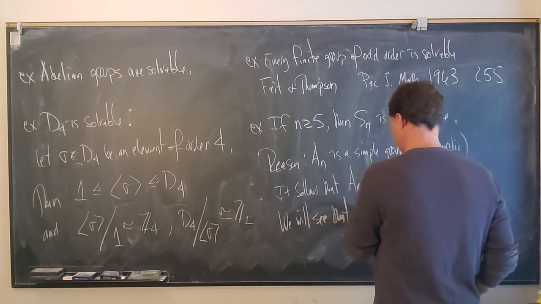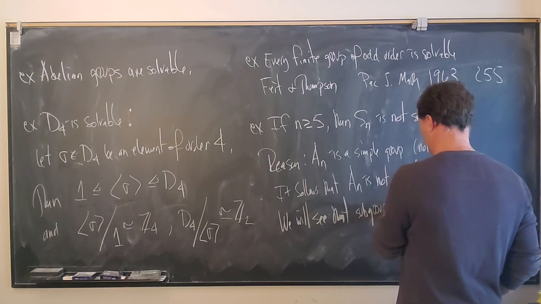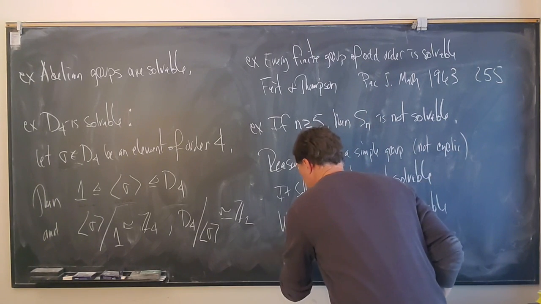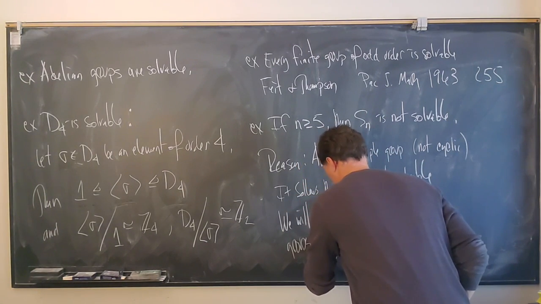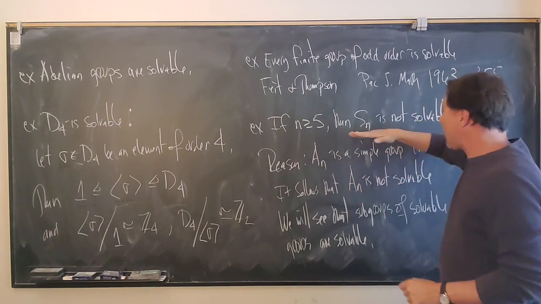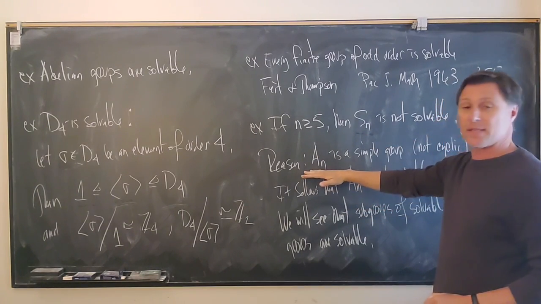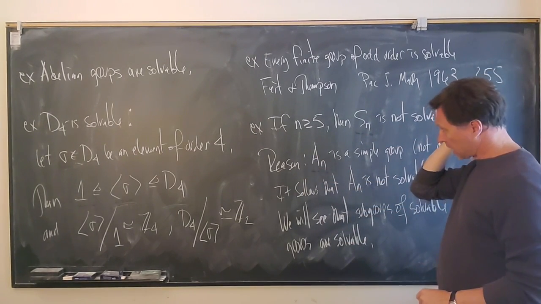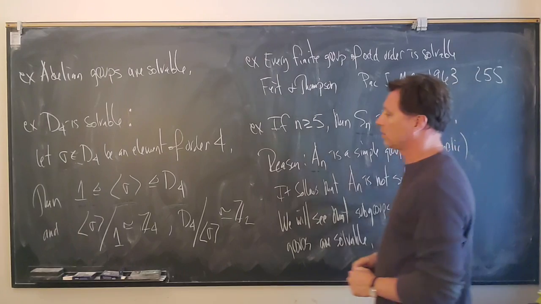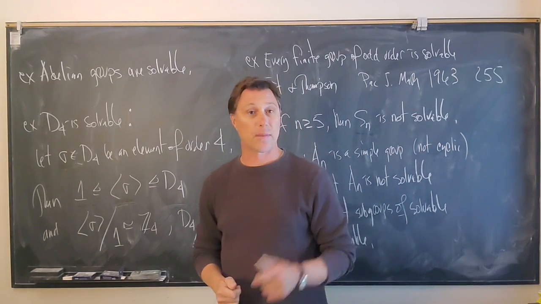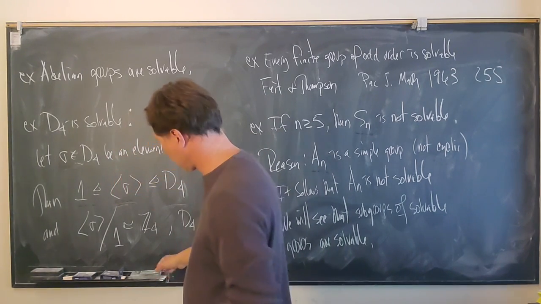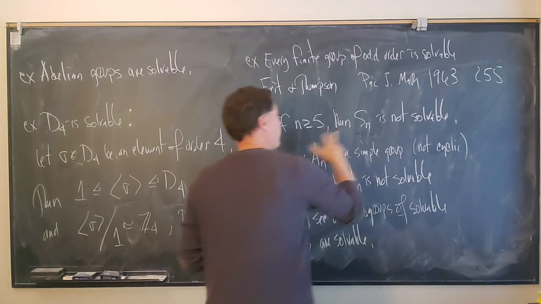is that subgroups of solvable groups are solvable. And so if S_n was solvable, it would force A_n to be solvable, but we know it's not. And so for n greater than or equal to 5, S_n is not solvable, and there might be something important about that 5 right there. Okay, so for n greater than or equal to 5, S_n is not solvable.